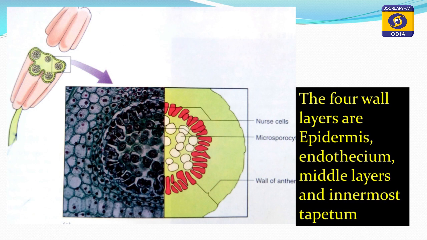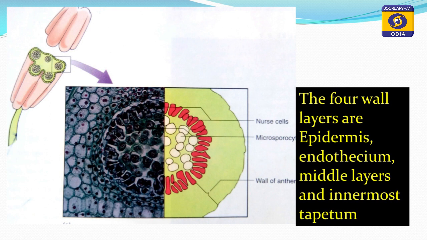Now, let us have a look at the anther wall. The anther wall consists of 4 layers. From the outer side, the outermost is the epidermis, brick shaped, flattened cells, a continuous structure. Inner to that is the endothecium. Endothecium is a single layer of cells.